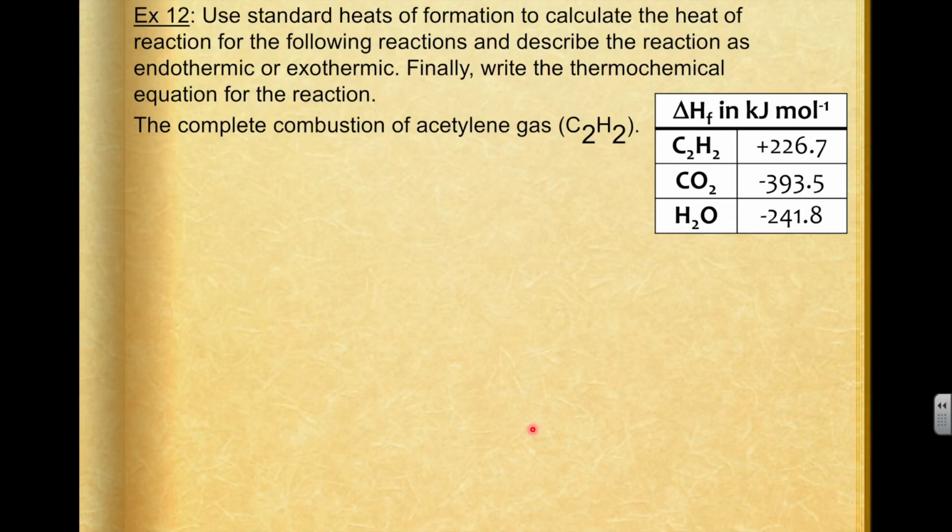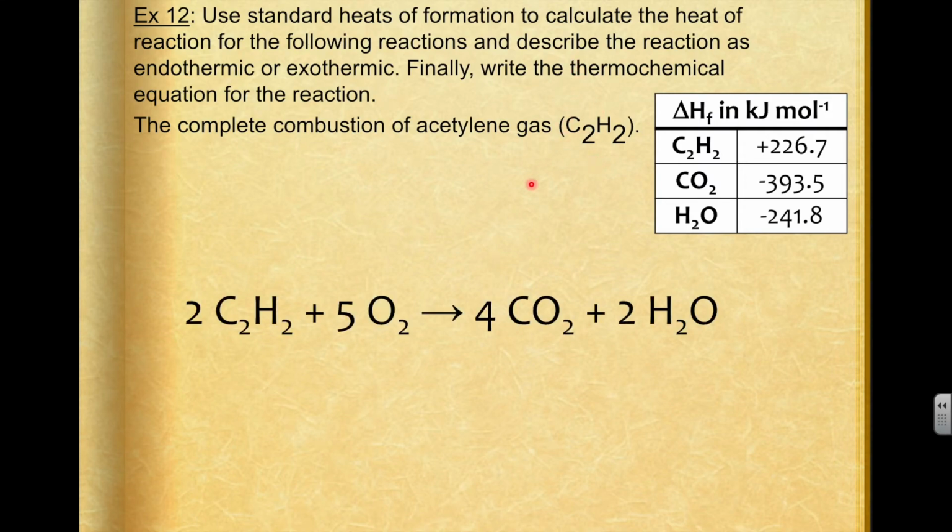Okay, now let's try one more slightly more complicated example. We're going to do the complete combustion of acetylene gas. All right, so right off the bat, I did not give you the equation, but you should know how to do this one. The combustion of acetylene gas, this is an organic compound. So what you have to do is take the organic compound, and since you're combusting it, you are adding oxygen, and then you are making CO2 and water. The complete combustion is going to make CO2 and water.